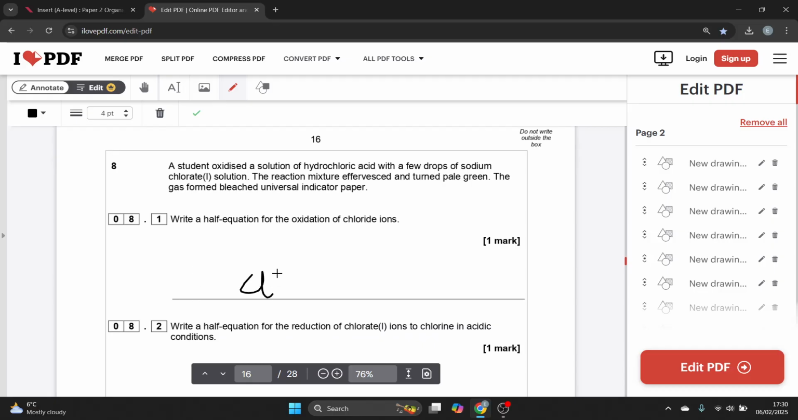Question 8.1, write a half equation for the oxidation of chloride ions. Chloride ions, Cl minus. Oxidation, I'm going to go to chlorine, but then I've got a 2 here, so I also need a 2 minus here. And trust me, with this topic of writing half equations and oxidation reduction, it is literally how much can you practice half equations. Once you've done it maybe 100 times or hundreds of times, then you'll get the hang of it.